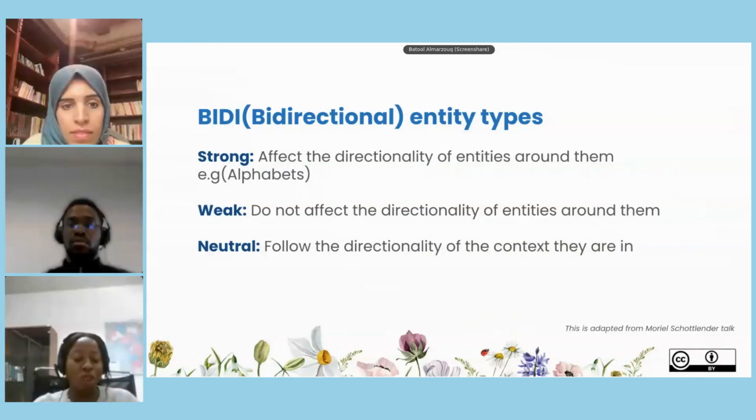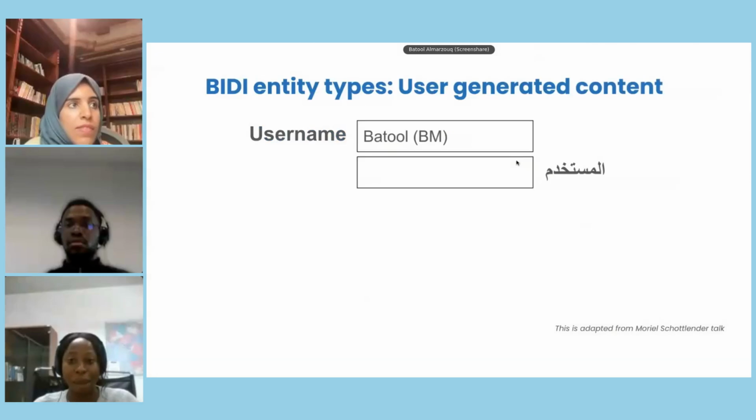Next slide, please. I'm going to talk about some instances where we had issues and things to take into consideration in your designs. I'm going to summarize them based on entity types, the strong, the weak, and the neutral, based on the word itself. There are some words that are strongly affected by the direction of the entity around them, some that are not affected, and some that are neutral. Next slide. I'm going to summarize my examples based on these entity types.